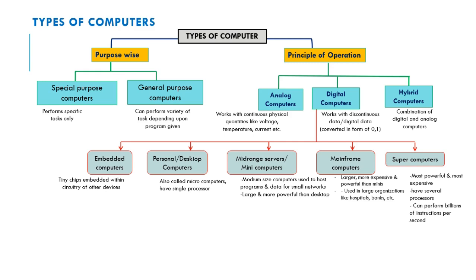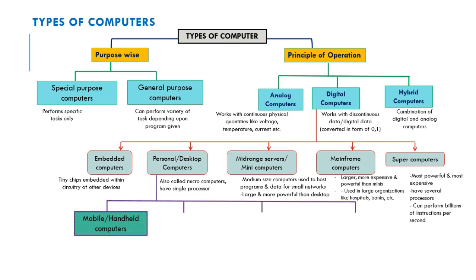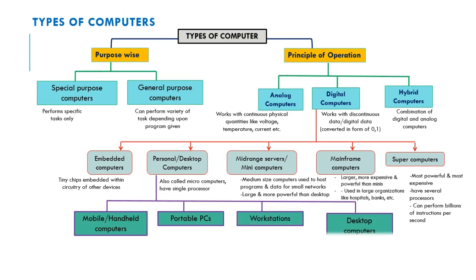And these desktop computers are again categorized into four categories. That is, number one, mobile or handheld computers. Number two, portable PCs. Number three, workstations. And number four, desktop computers. Mobile or handheld computers are very small in size so that they are easily transportable and can be held in a hand, but they have some limited capabilities as compared to the other computers. Second is the portable PC.